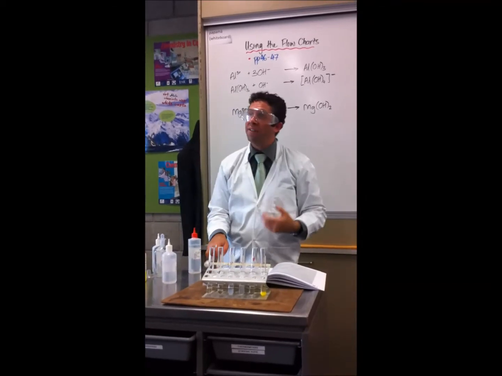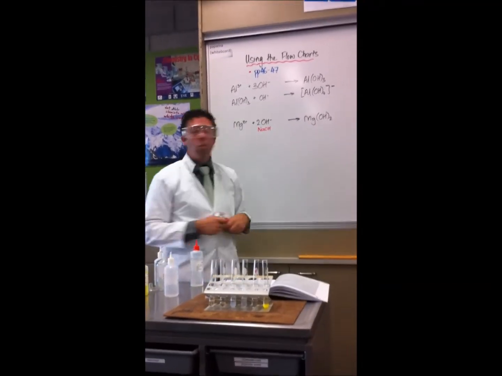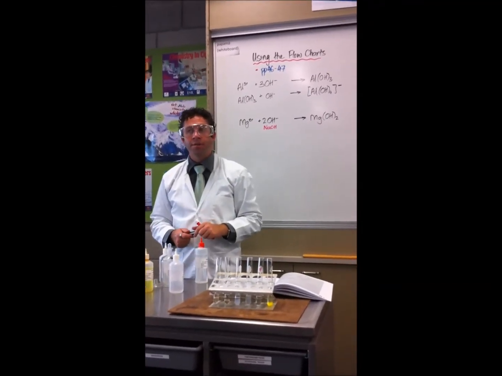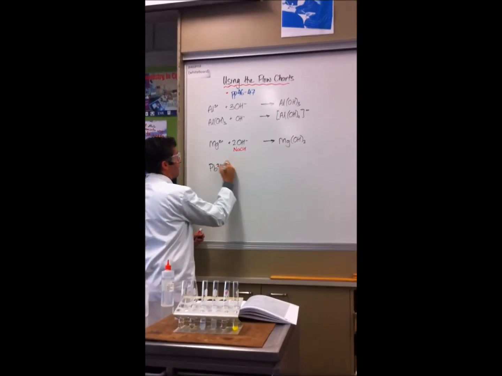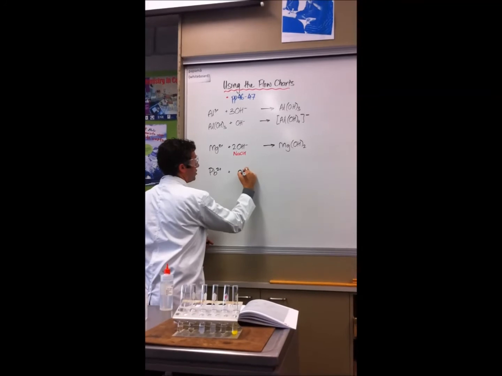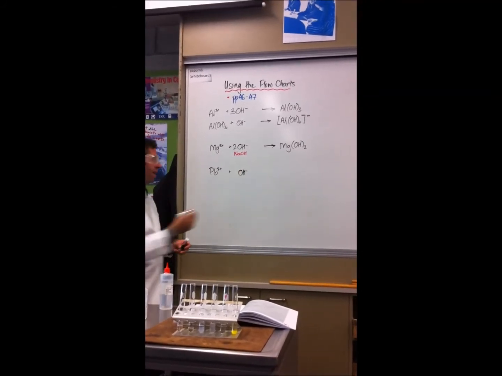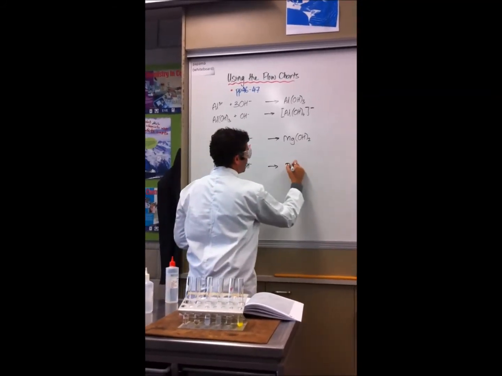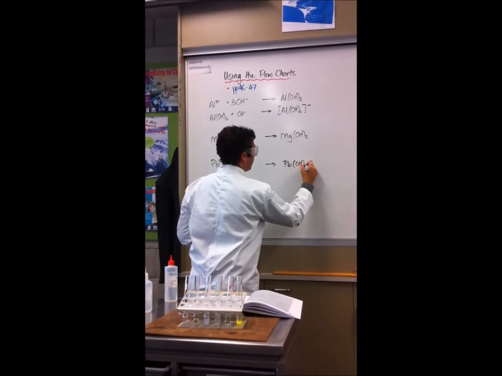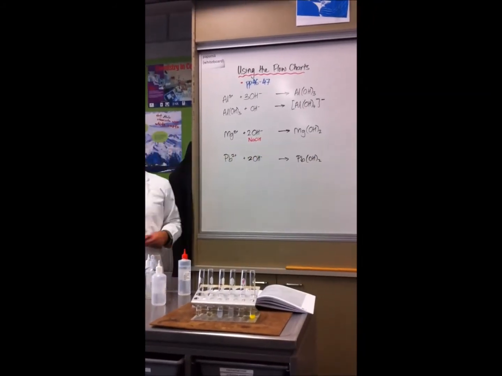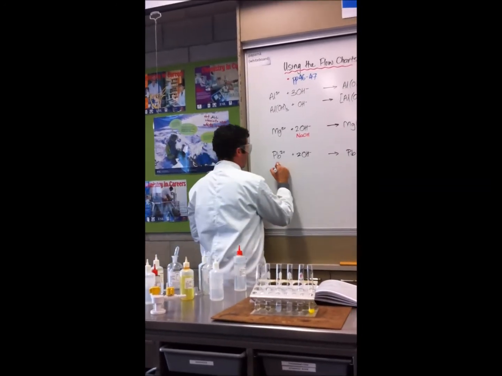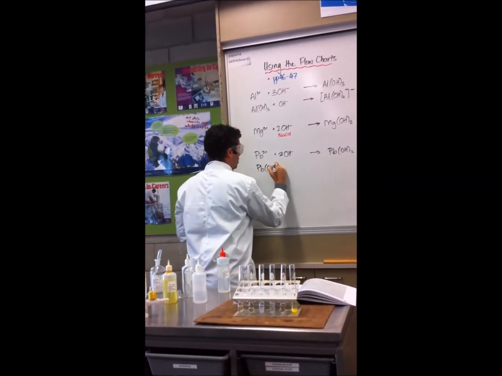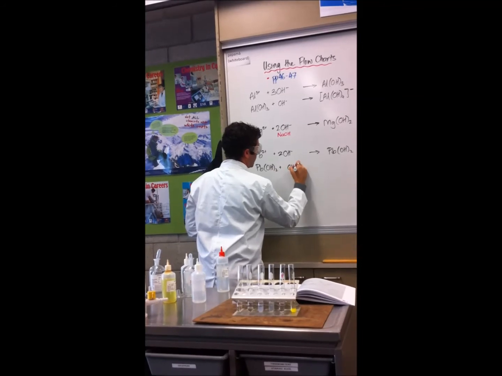So now I have to write the equations for everything I saw. What happened first? White precipitate. So that means the lead, which is 2+, reacted with the hydroxide of sodium hydroxide to make this precipitate. Then what happened to that precipitate? It dissolved. Good. So Pb(OH)2 reacted with more hydroxides.